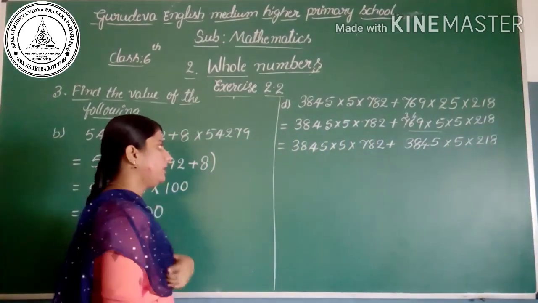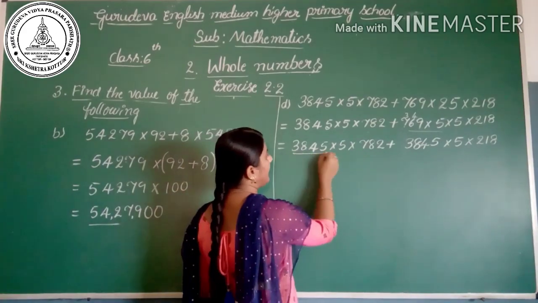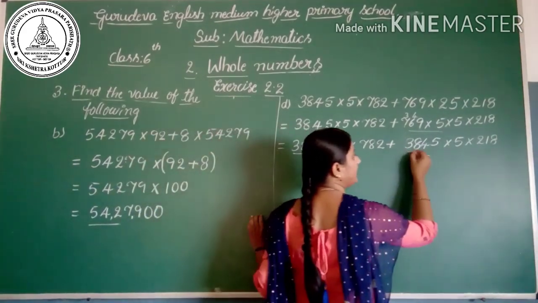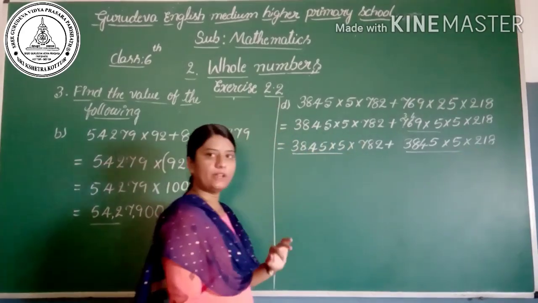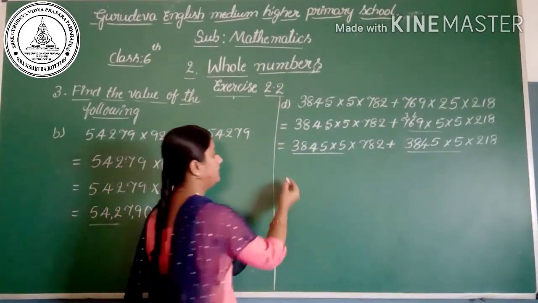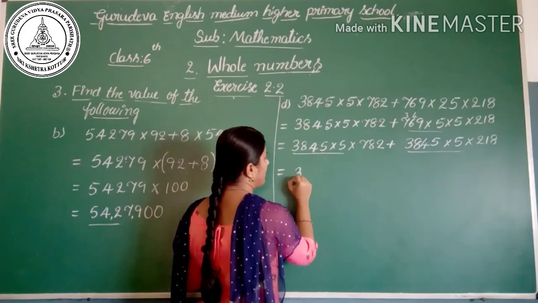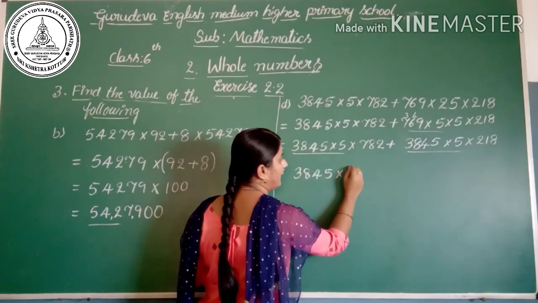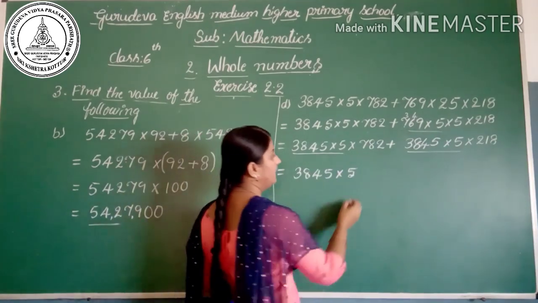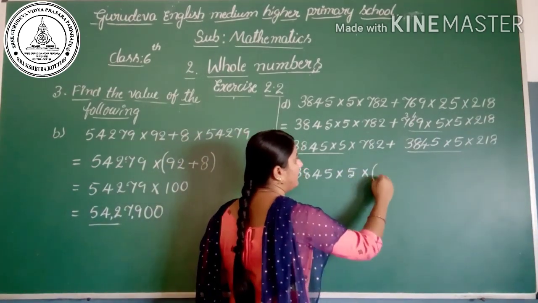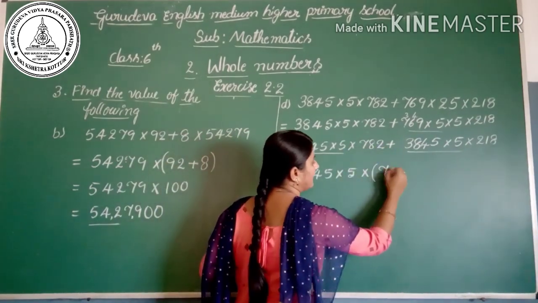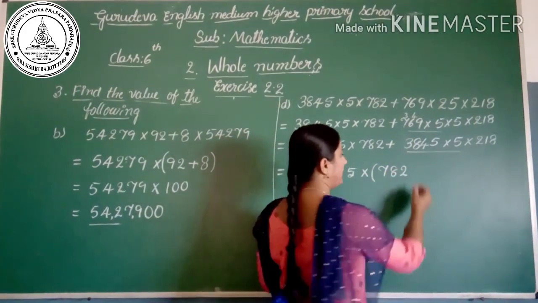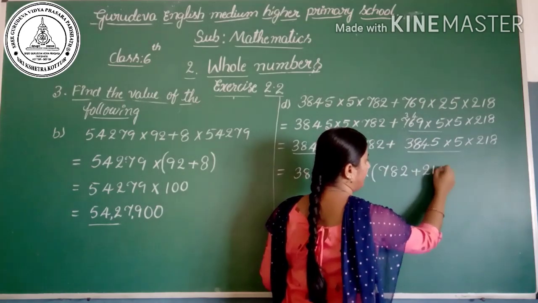Yes, now you can observe here. Here there is a 3,845 into 5 and here also 3,845 into 5. Then take it as a common. 3,845 into 5 then into the rest of the number is 782 then plus 280.